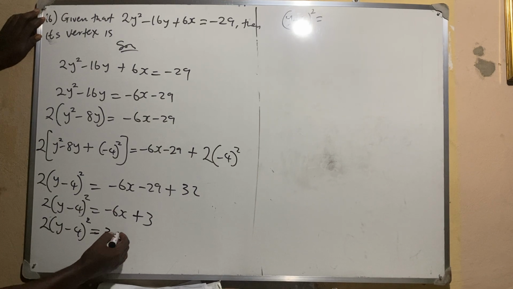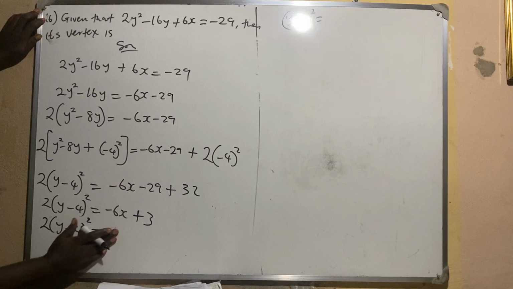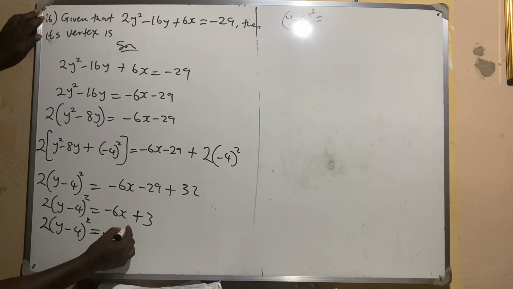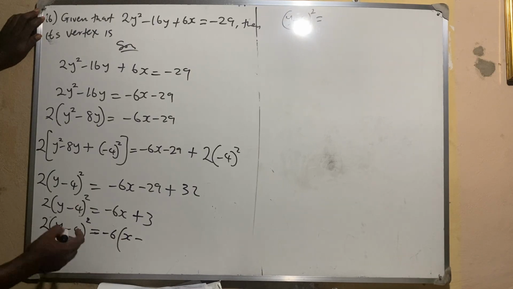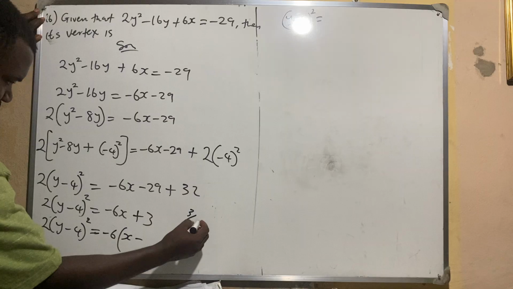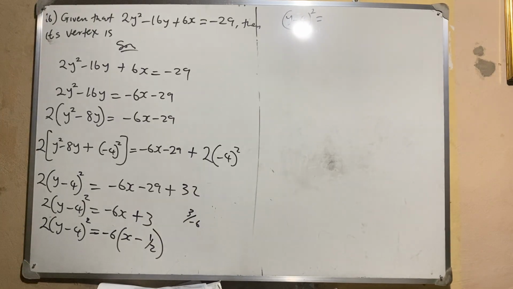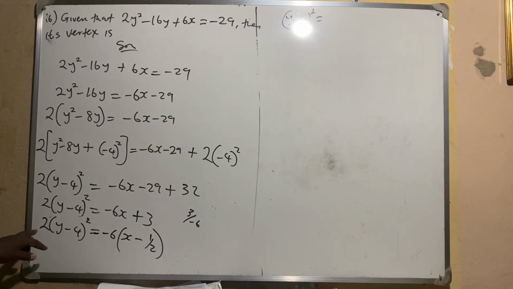So if I bring out minus 3, no, I'm bringing out the coefficient of this one, minus 6. If I bring out minus 6, I'm going to have x minus, divide everybody by that minus 6. 3 divided by minus 6 will give you minus half. Okay, so now let these two come down, divide by 2.